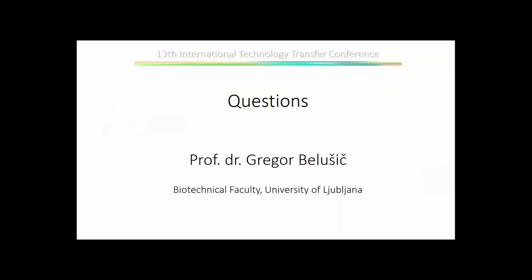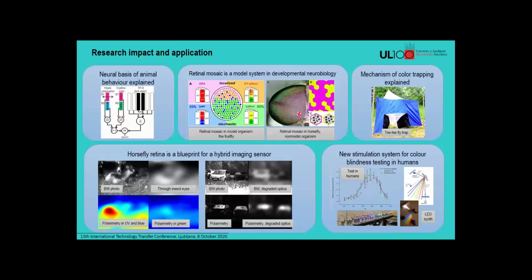So the research impact of the study is, first of all, that we explained the neural basis of animal behavior. We know how the horsefly attack is triggered. They must observe a dark object, they must see the reflection in the ultraviolet and blue channel, and the object should not be reflecting green light, which obviously helps horseflies to discriminate shiny horses or cows from shiny leaves. Those cells are situated in a special segregated class of ommatidia that form together with other ommatidia the so-called retinal mosaic, which is a stochastic system, a model system in developmental neurobiology, very similar to the one found in the model animal fruit fly.